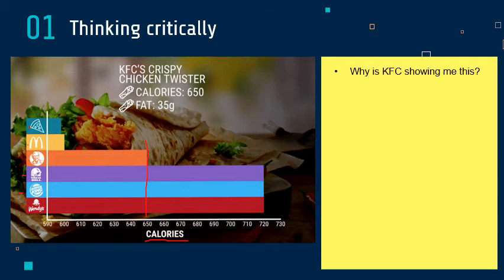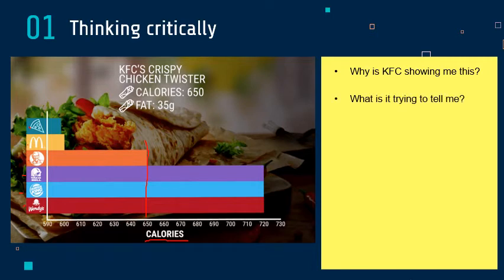Firstly, why is KFC showing me this? Well, the obvious response is probably, well, why are crispy chicken twisters healthy? It's trying to get me to buy something. So that's why they're showing me this data and trying to convince me to buy this product, this chicken twister. What is it trying to tell me?